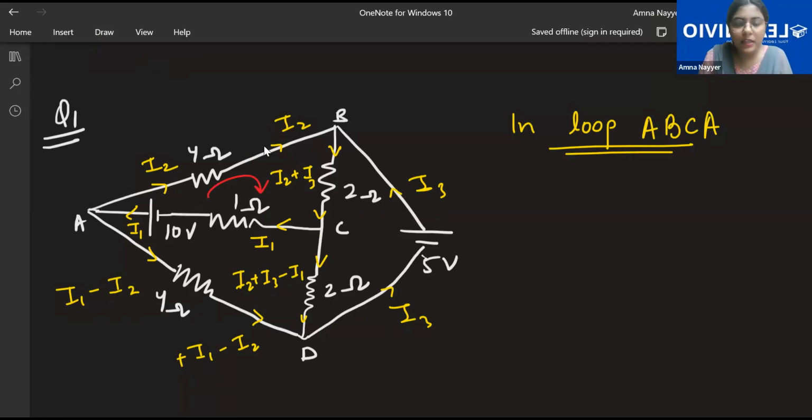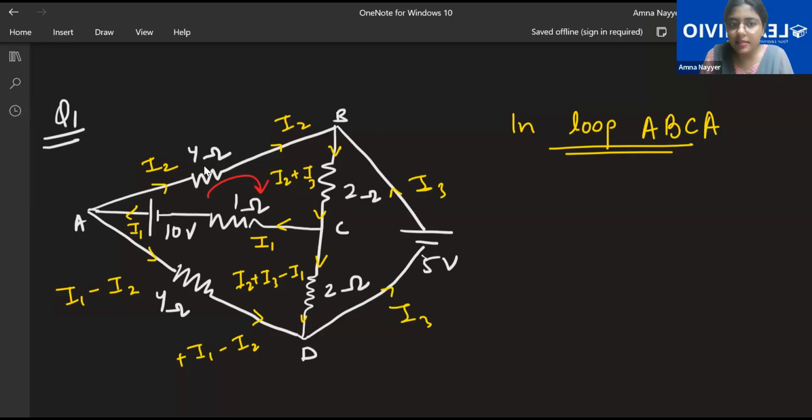So from A to B, see how clockwise. A to B to C to A. This is clockwise. If it was anti-clockwise, I would have gone A to C to B to A like this. But since it is clockwise, I'm moving A to B to C. This is my direction. Now let's see.